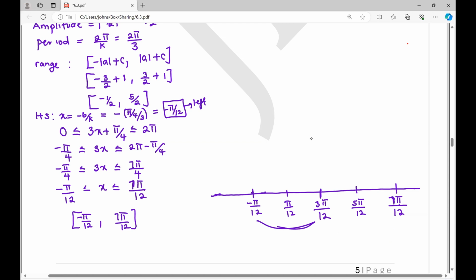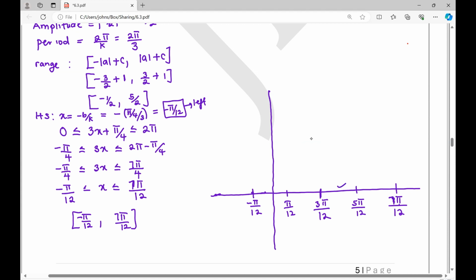So now, since this is minus pi over 12, 0 is going to be somewhere around here, like this. Okay, so this is our interval. The first interval is from minus pi over 12 to pi over 12. The second is from pi over 12 to 3 pi over 12. And this is the third one, and this is the fourth one.